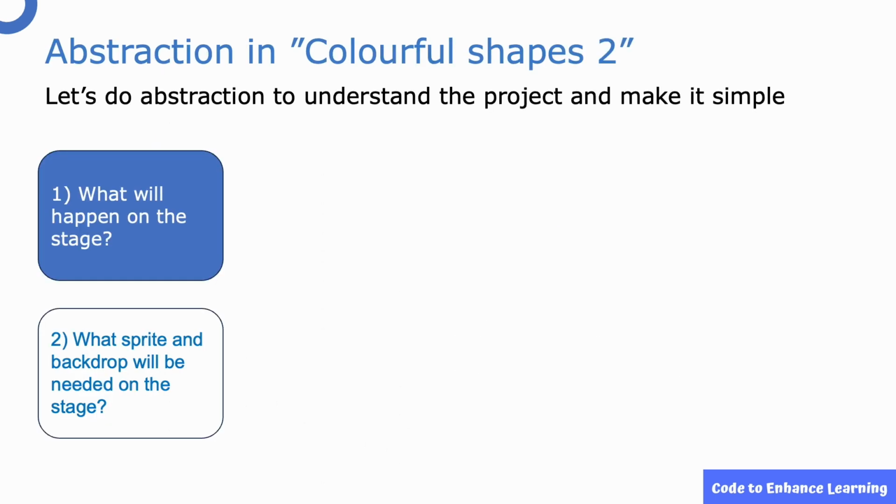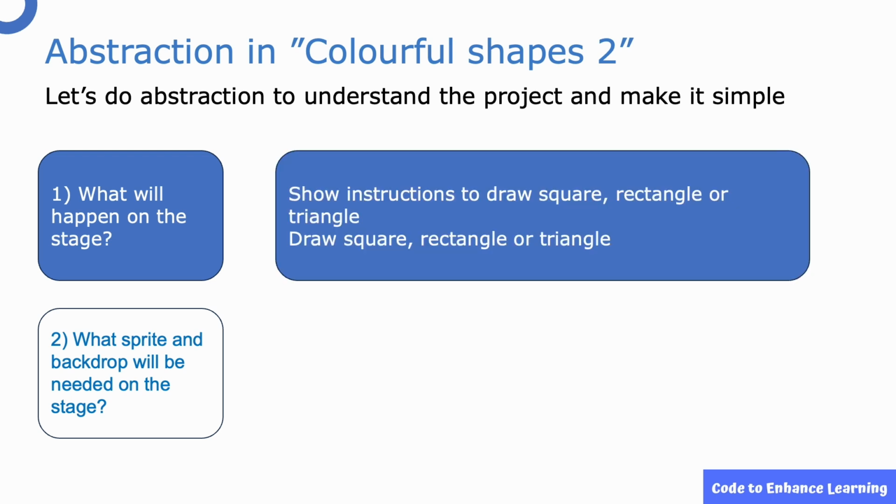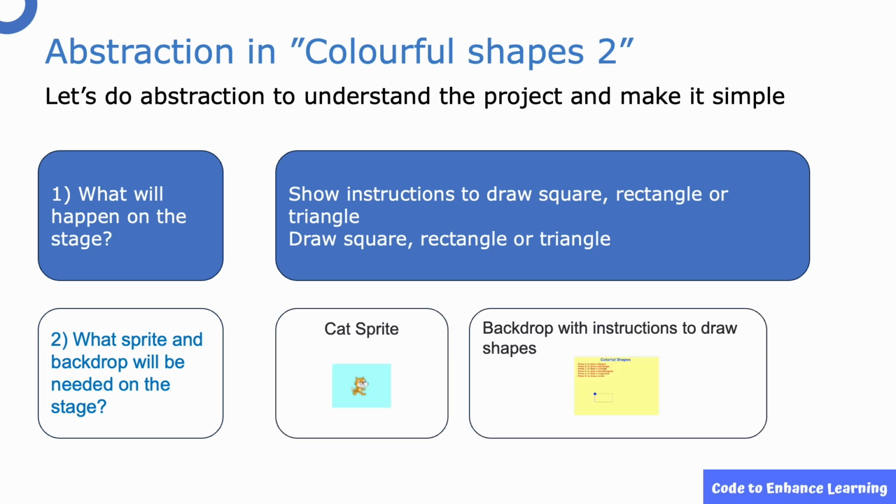Let's look at how we can do abstraction in our current project. We think about 2 things. One is what will happen on the stage, and the second is what sprite and backdrop we need. When we think about this, we understand that we should show instructions to draw various geometrical shapes. We should also draw these shapes. Next, when we think about sprites and backdrops needed, we understand that we need the backdrop with instructions and the cat sprite to draw the shapes. As you can see, abstraction has made the project really simple to understand. Let us see how to code the project on Scratch now.